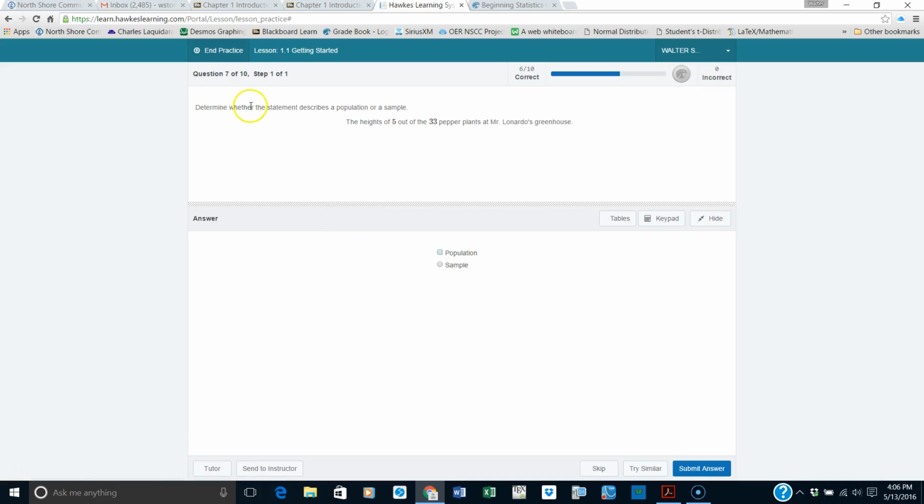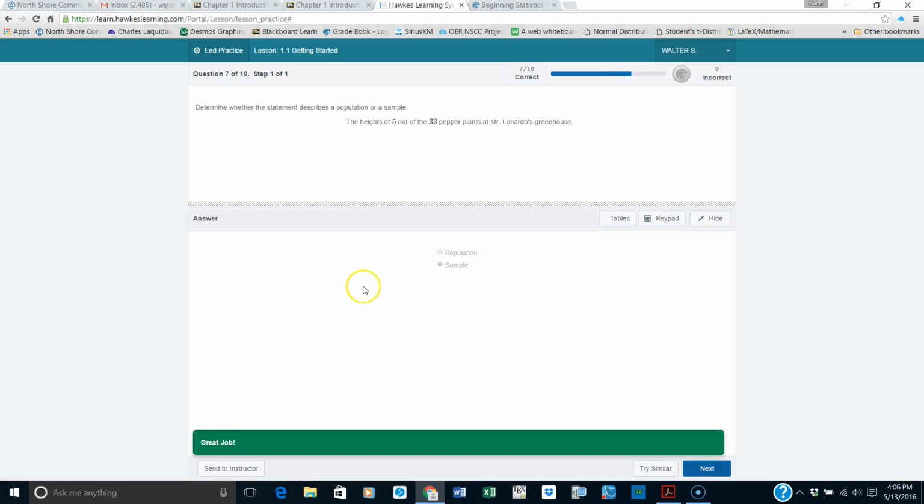We want to determine whether the statement describes a population or a sample. So we have the heights of 5 out of the 33 pepper plants at Mr. Leonardo's greenhouse. So we're looking at 5 out of the 33 that make up all the pepper plants. So that would be a sample that we're taking out of all the pepper plants. So we're good with that.